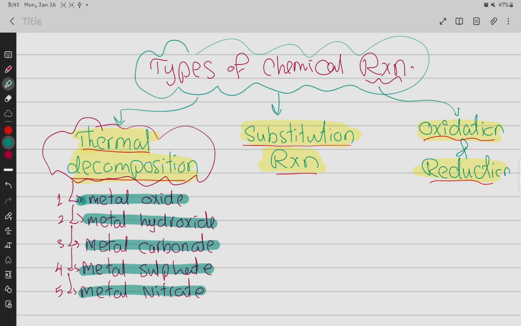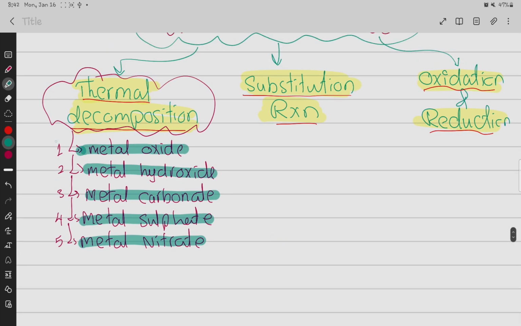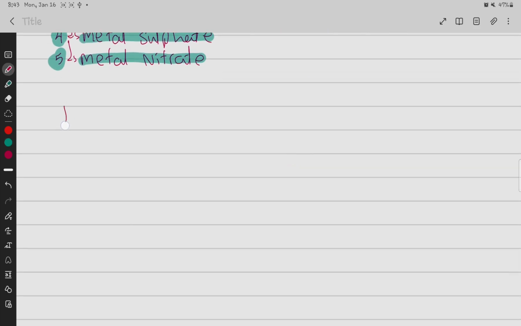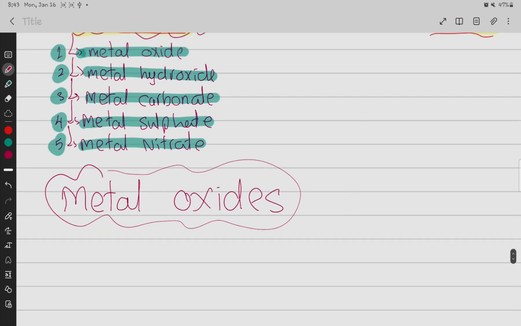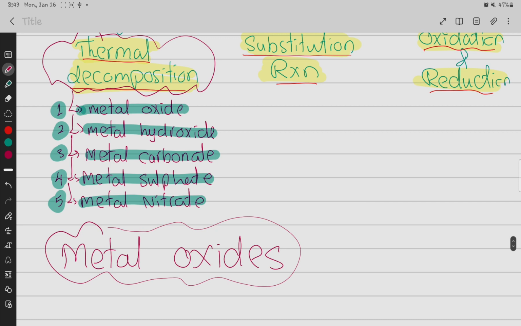Okay, this is great. But of course, we will take each one of these five types, each one alone, to figure out what's inside it. First of all, metal oxide. But before going to metal oxide, let's figure out what is the meaning of thermal decomposition.